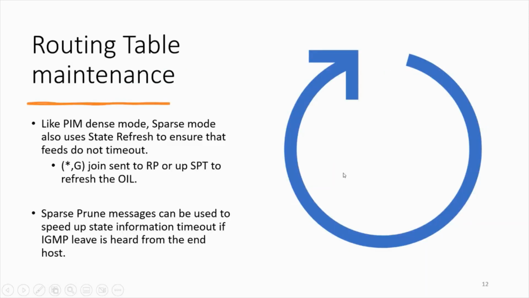So we will talk about the PIM routing table. Like PIM dense mode, sparse mode also uses a state refresh method to ensure that entries are not timing out. After a fixed interval, it keeps sending star comma G joins towards the RP, and it also uses a prune message, which can be used to speed up the timing out of state information if an IGMP leave is heard from the end host. For example, if a host does not want to receive the multicast packets, it will send the leave message and leave the group.